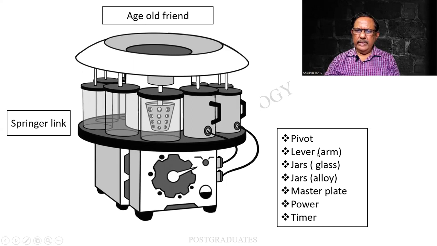So there is a pivot, there is a lever, then there are the glass jars, jar made up of alloy, over here, provision for heating, a master plate for controlling the time, which is programmed. There will be a power supply and a timer. So these are all important things for us. The basic steps that you're doing in your routine tissue processing is being done at the histopath.